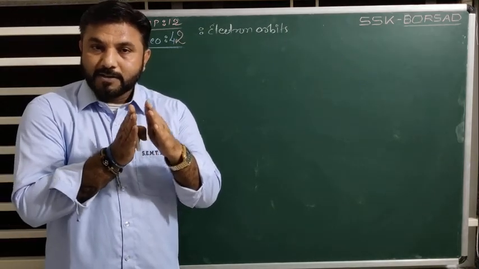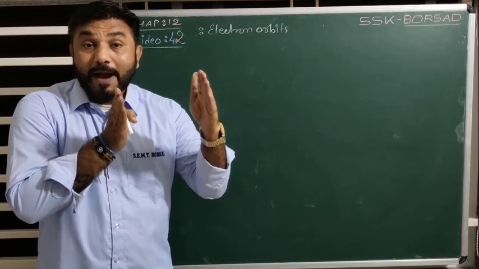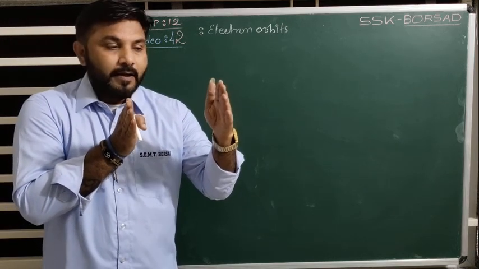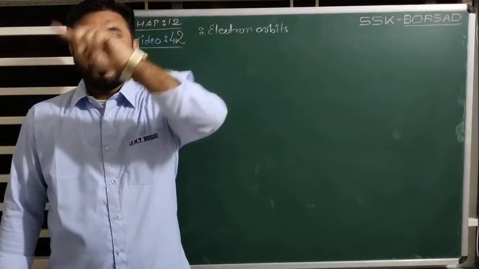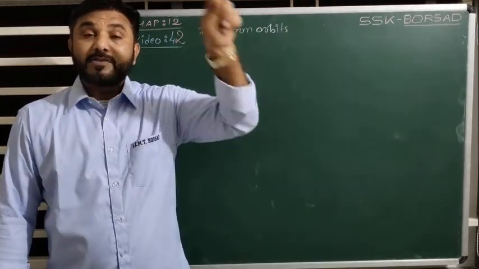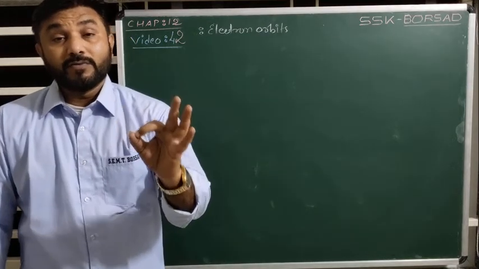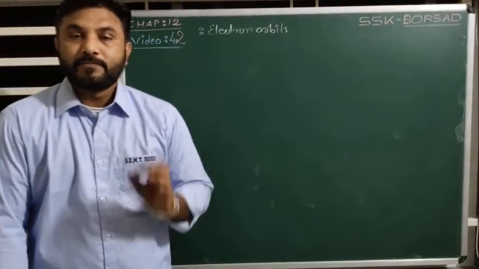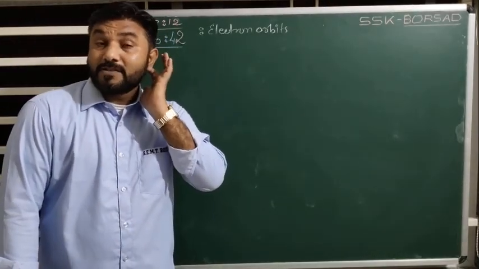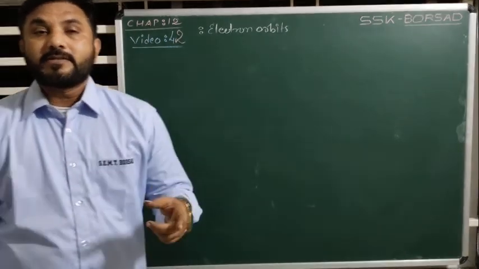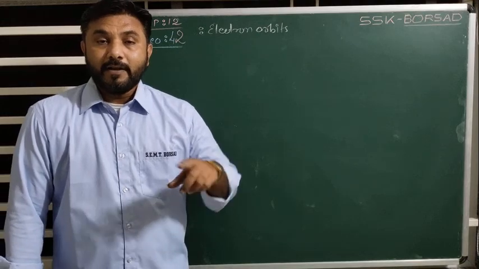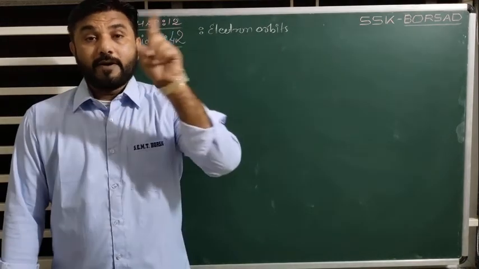Then there was an empty space, and after that empty space there was an orbit in which electrons are revolving around the nucleus. Got it? We have already seen this in chemistry also. Around the nucleus, electrons are orbiting in the orbit.